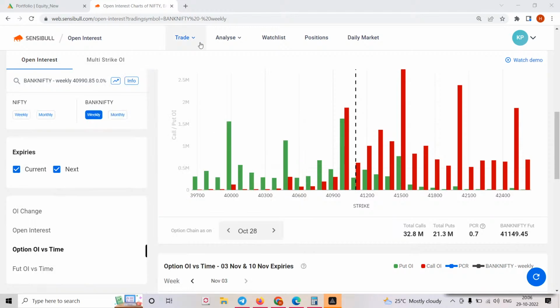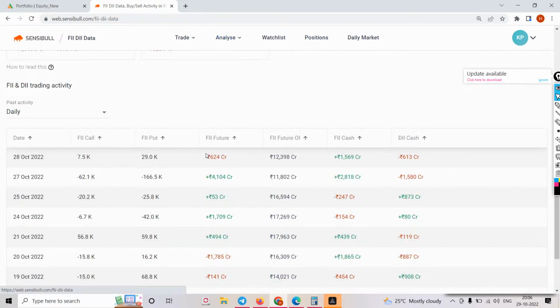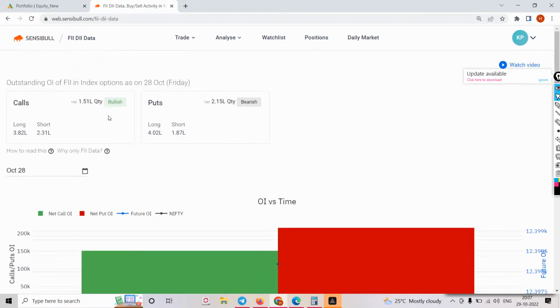Let's see what FII has to say. This is also very important. Just click on Analyze, then click on FII data, go to FII data, and it will take you to this page. Simple. If you look at the outstanding, it says call bullish.